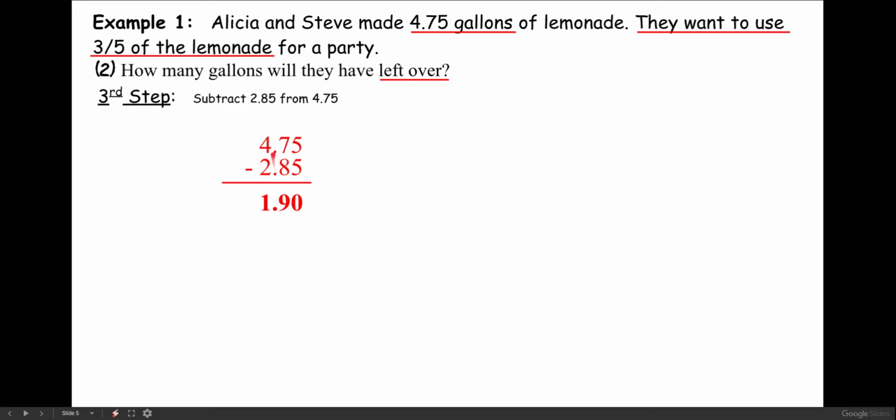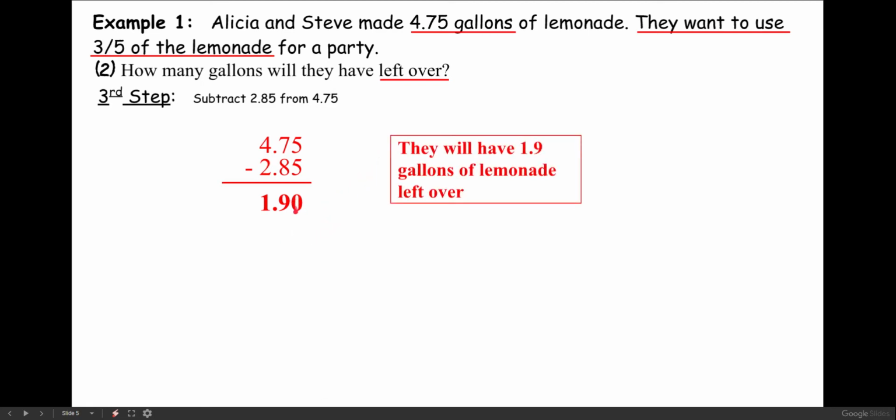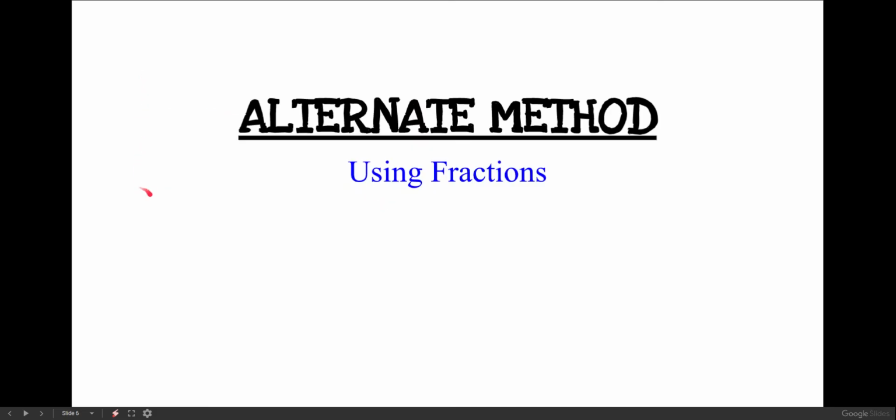Don't forget that when you subtract, you do have to line up the decimals. And is this the most simplified answer? It is not. You can get rid of that extra 0 at the end. So they will have 1.9 gallons of lemonade left over after they use the 3/5 for the party.